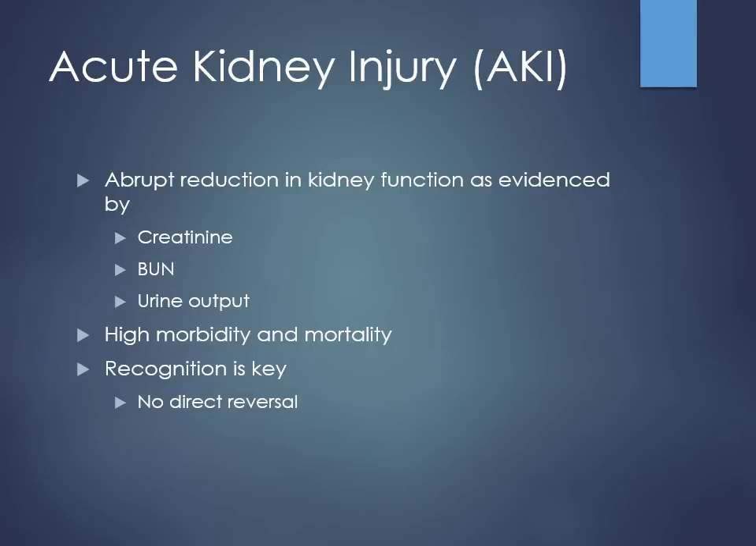Serum creatinine and BUN can be very useful, especially for more long-standing issues or things that have developed over the course of a few days. But we do know that when these patients develop acute kidney injury, there's a lot of morbidity and mortality associated with it. Recognition is super key here, because if you can identify it and prevent it from getting any worse in the first place, you're doing a lot better for your patient, because there's no good direct reversal in the majority of cases.